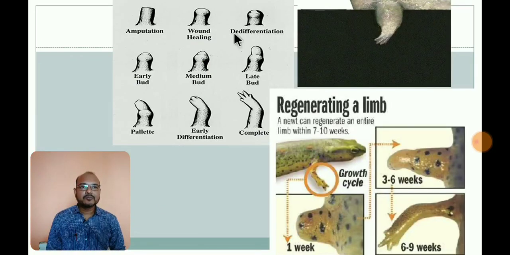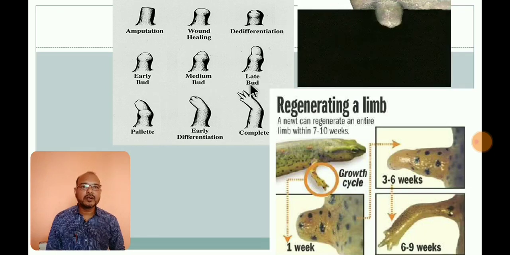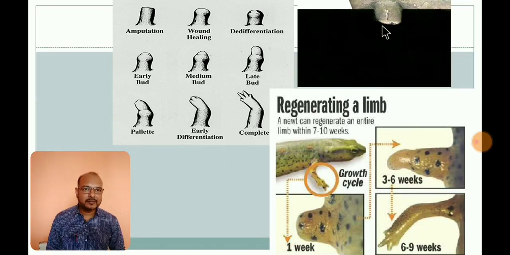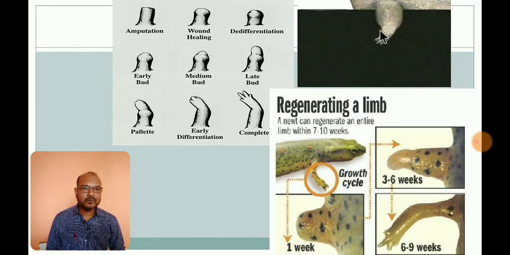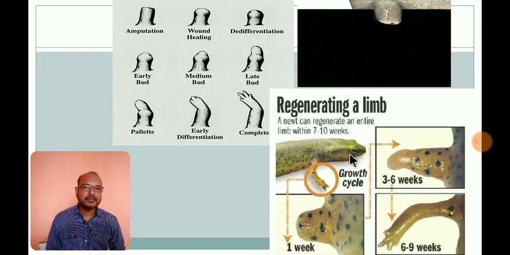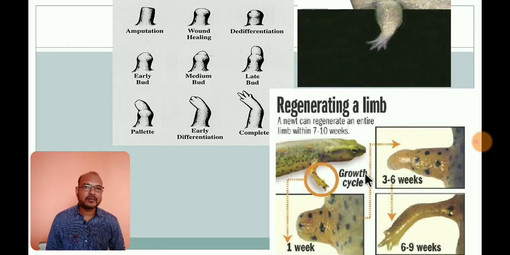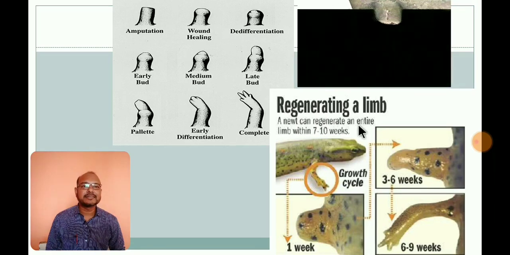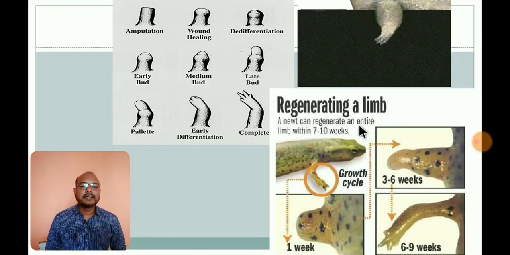This diagram shows how the limb regenerates after amputation: wound healing, redifferentiation, early bud, medium bud, late bud, pellet, early differentiation and the complete limb. In that animation we get the exact idea of the regenerative capacity of the limb. See the regeneration of the limb in this diagrammatic presentation or 3D animation for the exact idea of regeneration in the limb.